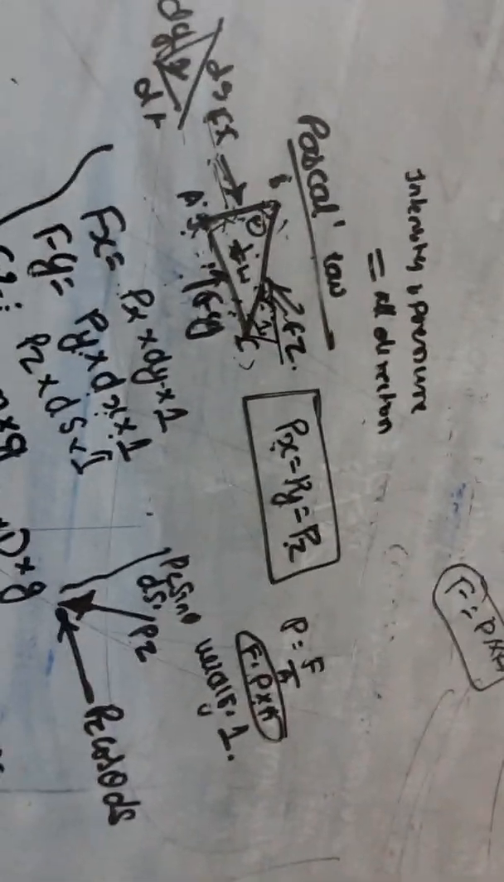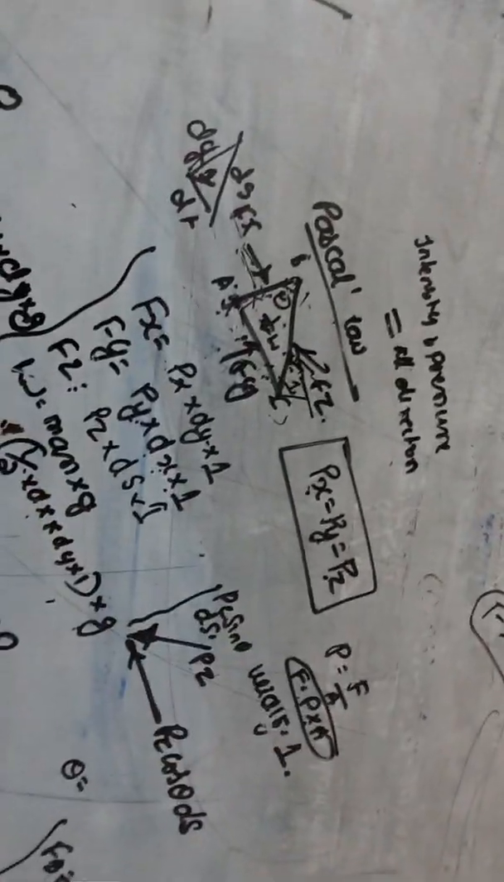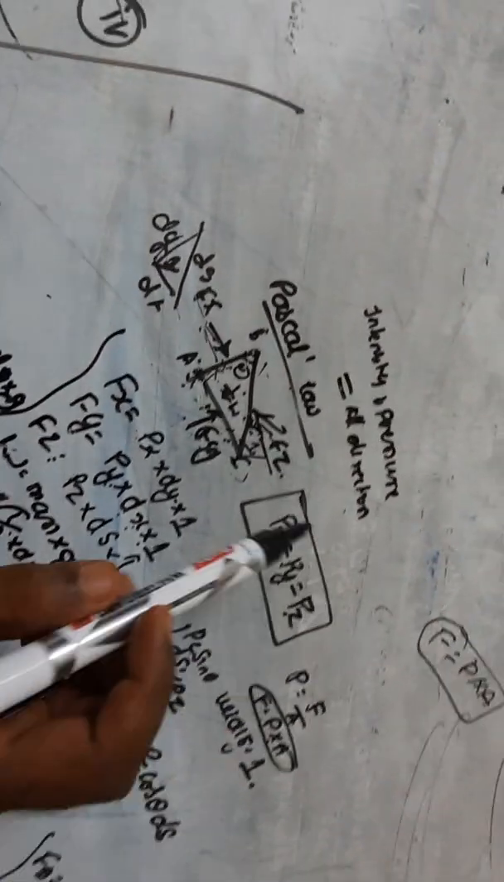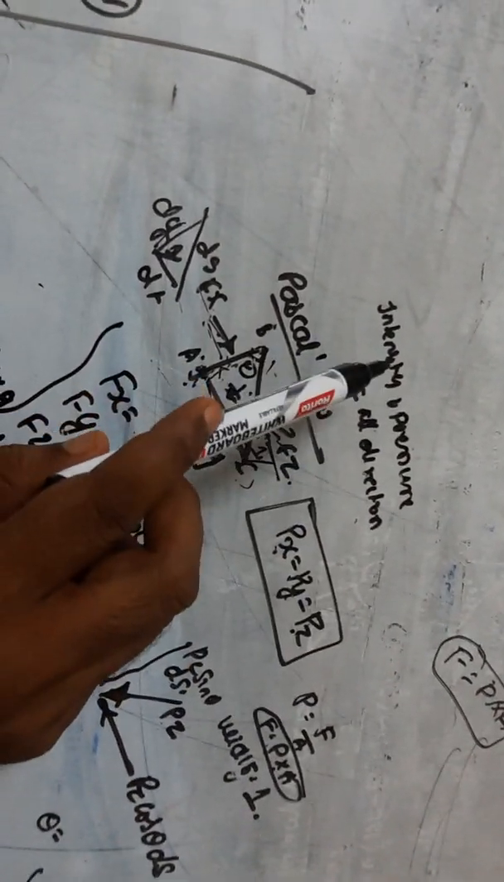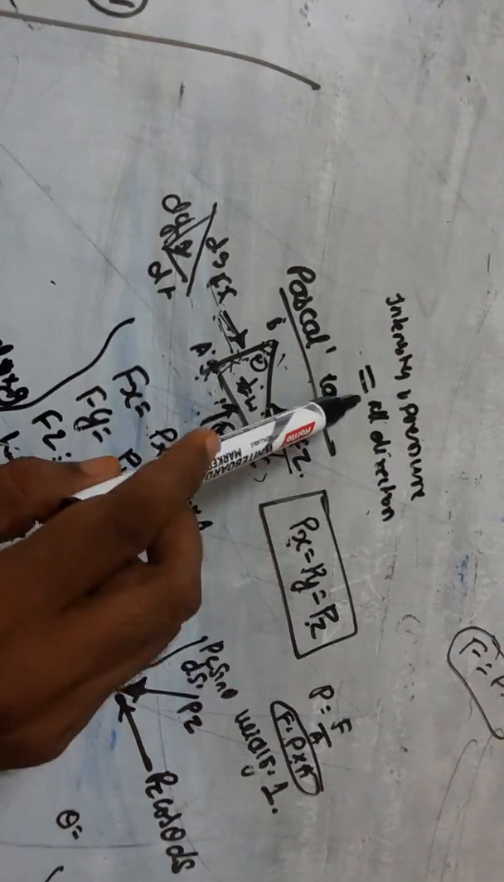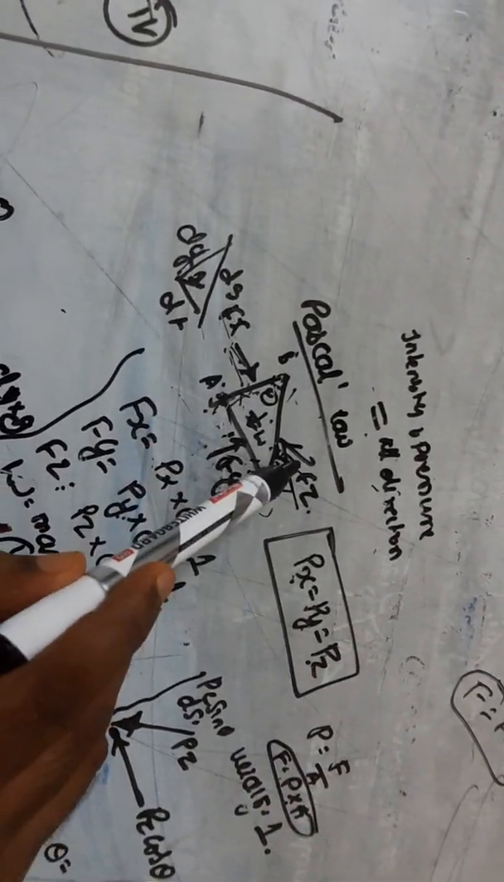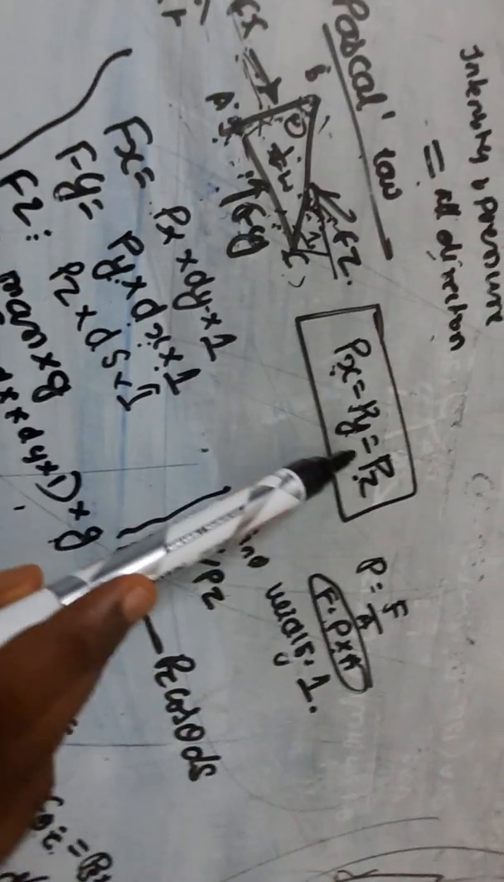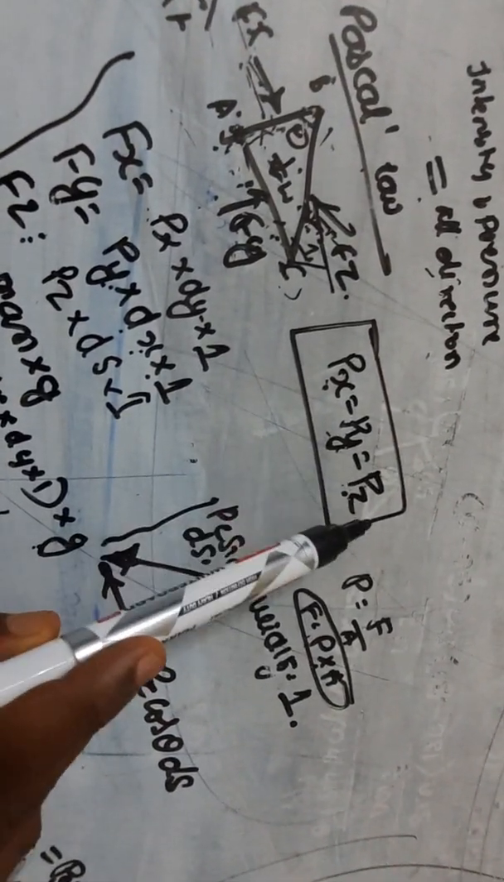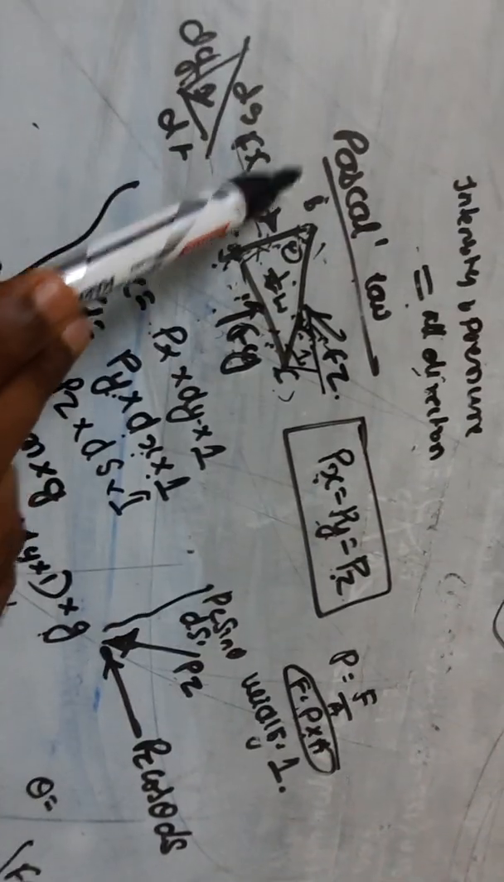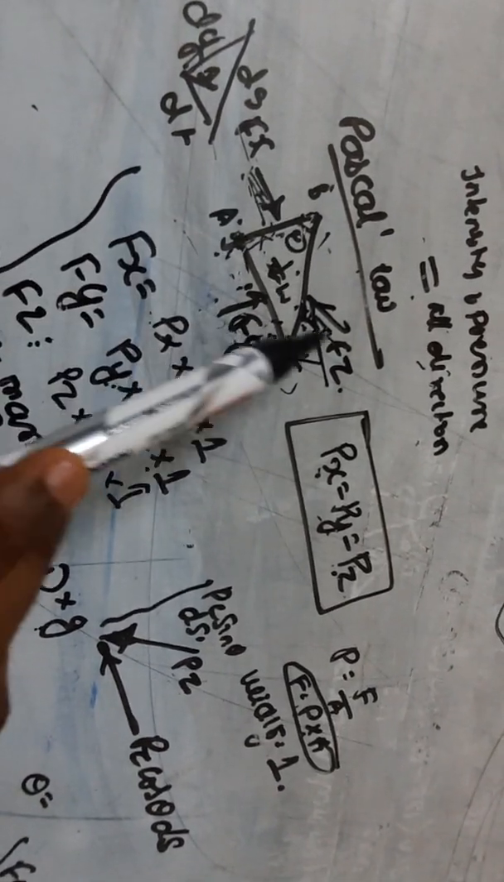Since Pascal's law is a very important derivation, I will explain it in an easy format. If they ask for Pascal's law, you just write down: the intensity of pressure is equal in all direction. That is Pascal's law, because Px, Py, Pz, the intensity of pressure, is equal in all directions. All directions means x direction, y direction, z direction.